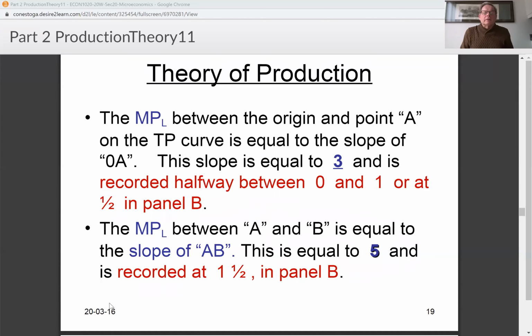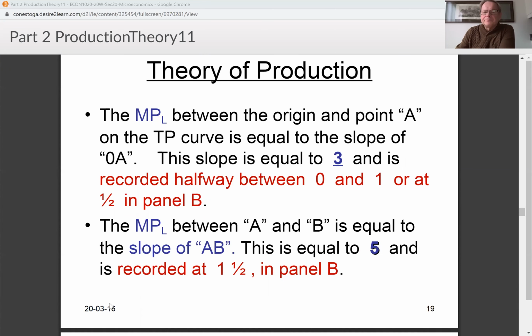The marginal product of labor between the origin and point A on the total product curve is equal to the slope of 0A. This slope is equal to 3 and is recorded halfway between 0 and 1 at 0.5, or a half, in panel B. Please highlight what is in red. The marginal product of labor between A and B is equal to the slope of AB. This is equal to 5 and is recorded at 1.5 in panel B.